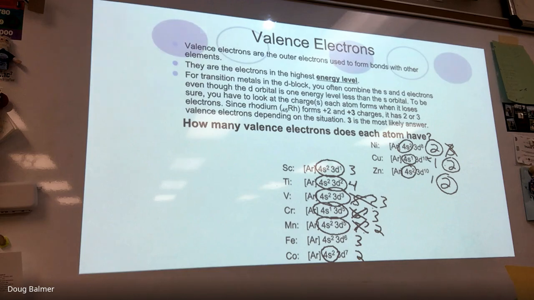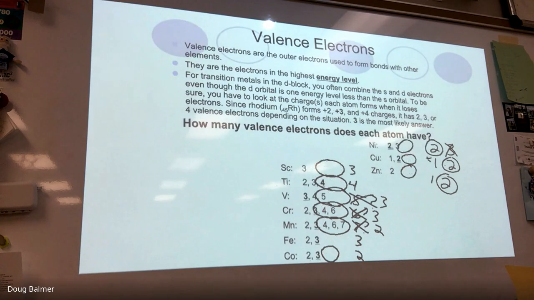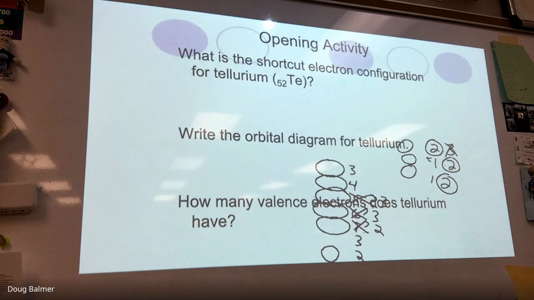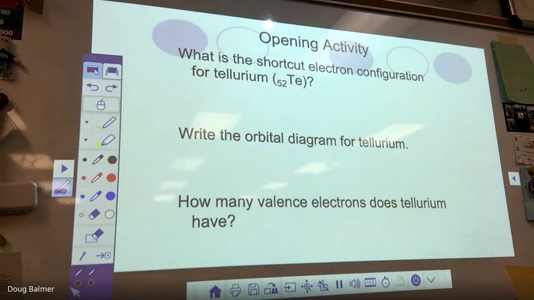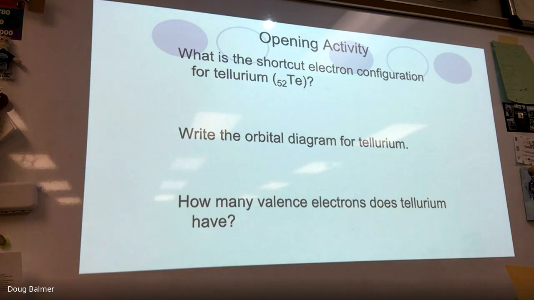All right, so I was hoping we would have time for this example right here. We're not going to have time for tellurium in class. So what I would like you to do is wrap this one up for homework, and I'll check that one tomorrow, tellurium. It says something about a practice quiz there. I can probably give you some time in class to work on that practice quiz to get ready for Thursday's actual quiz. So as long as you do this slide, the shortcut electron configuration, the orbital diagram that goes along with that, and how many valence electrons tellurium has, we'll check that tomorrow.